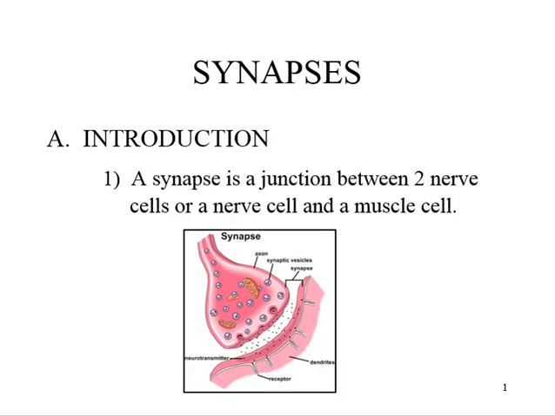Because this process requires lots of energy, not surprisingly, we find lots of mitochondria. Makes sense, right? Lots and lots of mitochondria in here. On the postsynaptic membrane, there are going to be receptors for the neurotransmitters that are released from the synaptic knob. Okay? So we're going to have receptors on that postsynaptic membrane.